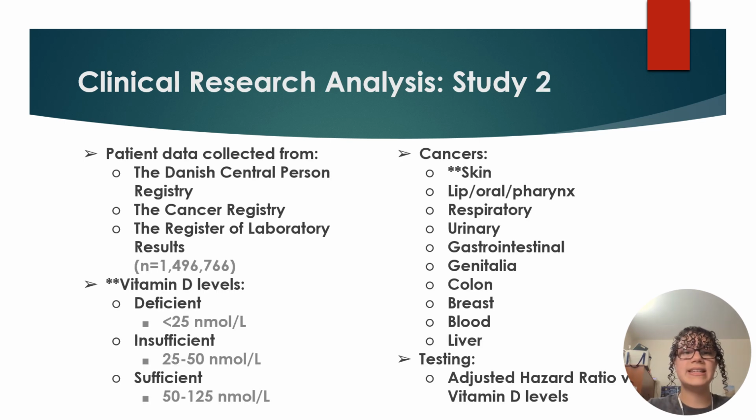Now for the second study. The second study had patient data that was the largest patient data collection for this type of research, with around 1.5 million patients involved. They tested vitamin D levels, marking them as deficient, insufficient, or sufficient, but it should be noted that this was only one-time testing, so it is subject to deviations. They looked at a variety of cancers here as well, and they also used the adjusted hazard ratio testing.